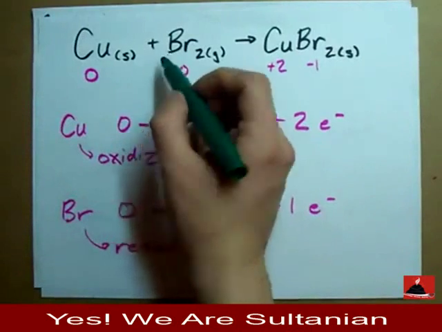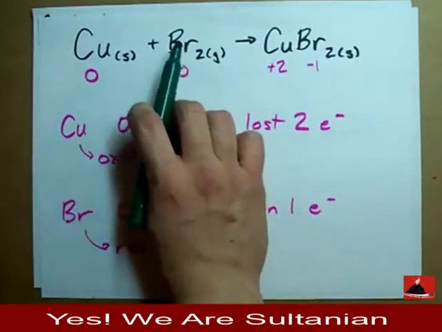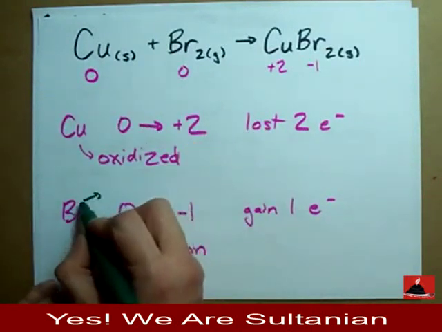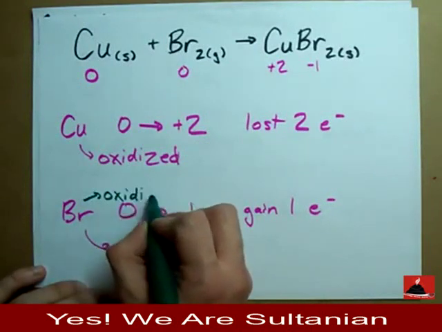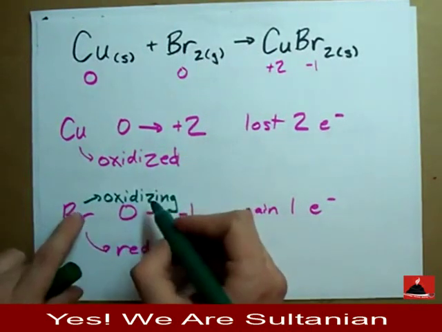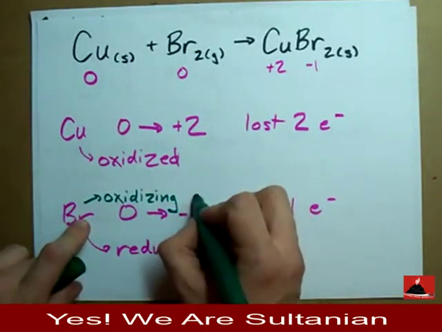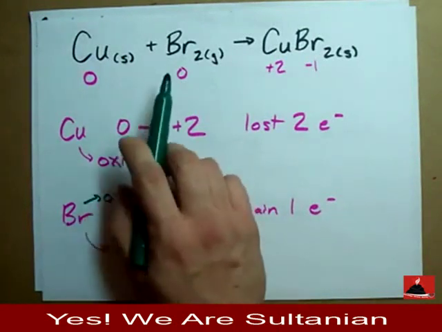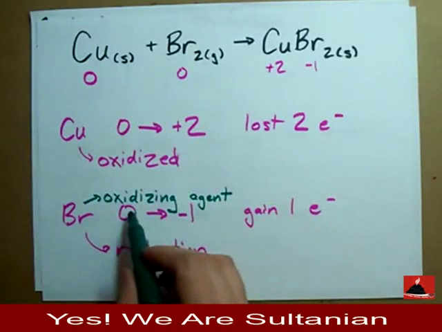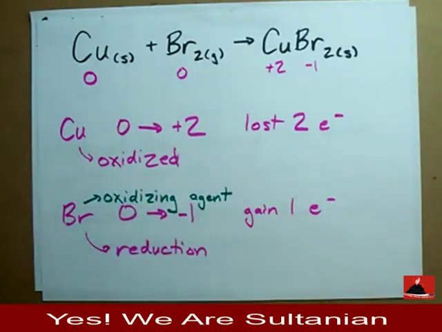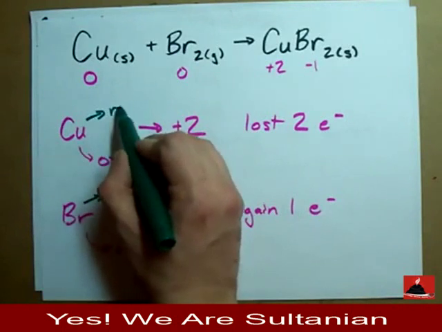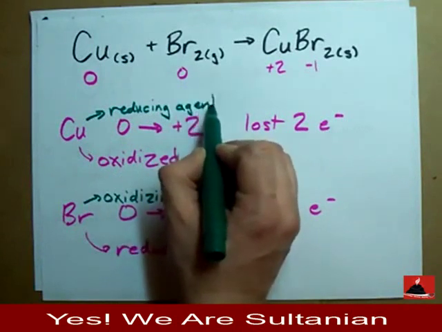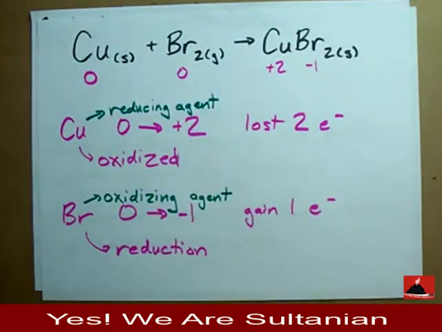One thing that I do want to point out is that if this was oxidized, what caused that oxidation? We say that the thing that caused it to oxidize, in this case, the only other reactant that could have caused it, we call that thing the oxidizing agent. It causes the other atom to be oxidized. Now, it doesn't have to be a particular atom. It could be a compound. But the reactant that is reduced is usually the oxidizing agent. And the atom that was oxidized caused a reduction to happen, and it's called the reducing agent. Just throwing that out there.